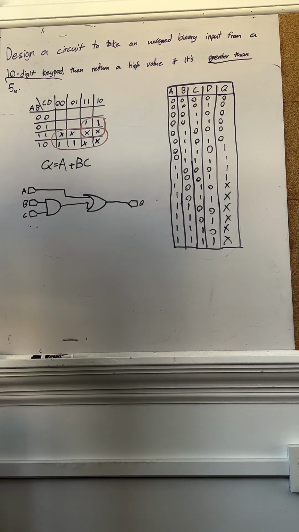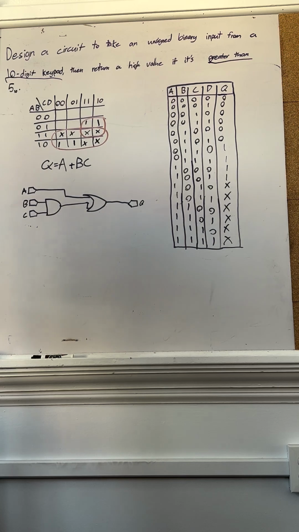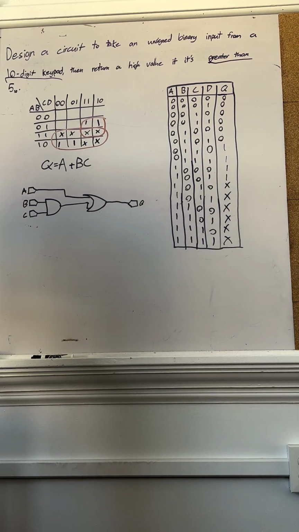And that, if you just connect it, is going to give you the equation, and D is not important at all. And that is going to be the final circuit in order to take an unsigned binary input from a 10-digit keypad and return a high value if it is greater than 5.